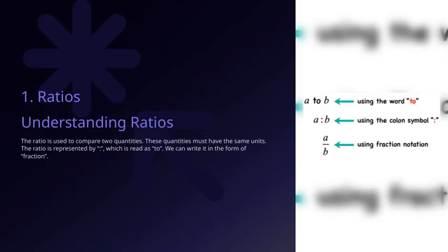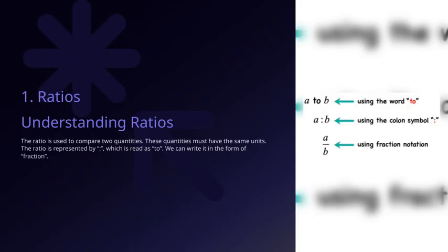A ratio is essentially a way to compare two quantities. Now, it's important to remember that these quantities need to have the same units. Otherwise, the comparison doesn't make sense. When we write a ratio, we use the symbol, which is read as 2. For example, if we have 3 apples and 4 oranges, we could say the ratio of apples to oranges is 3:4. You can also think of a ratio as a fraction, like 3/4 in this case. This fractional form helps us see the relationship between the two quantities more clearly.